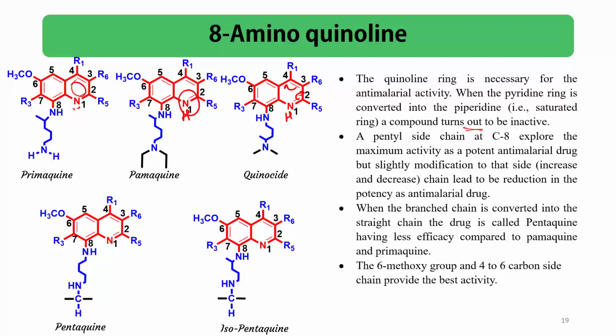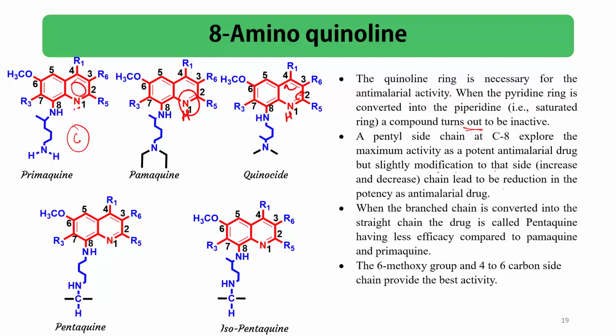The next point is that the pentyl side chain at C8 shows the maximum activity as a potent antimalarial drug, but slight modification of that side chain leads to a reduction in potency as an antimalarial. So if we change the carbon position, or increase the carbon count in the side chain, it increases or decreases the activity. A longer chain leads to a reduction in potency, and the drug becomes less potent.